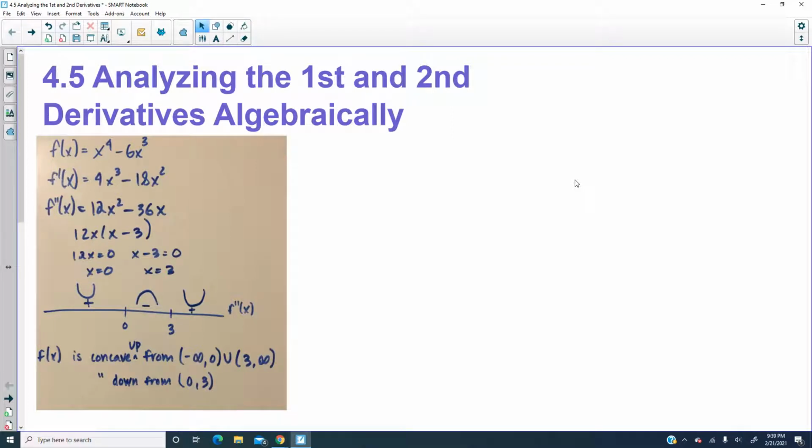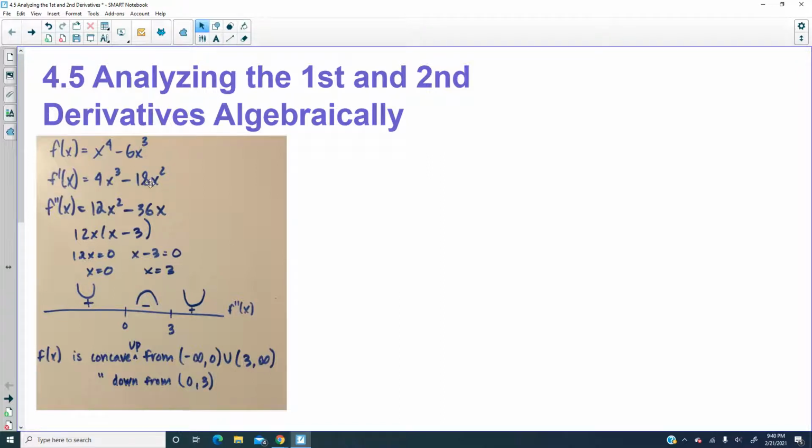Today we're going to be doing 4.5, analyzing the first and second derivatives algebraically. So the work that we're going to be doing today looks like this work right here. You'll be given a function, you'll need to find the second derivative, and then we'll do some analysis to figure out whether or not the original function is concave up, concave down, or if there's an inflection point. So there are some things that we'll look for. We'll make a sign chart, but the work that we're going to do today does look like this.